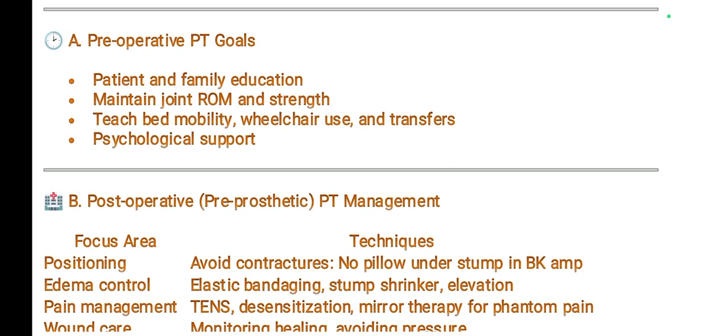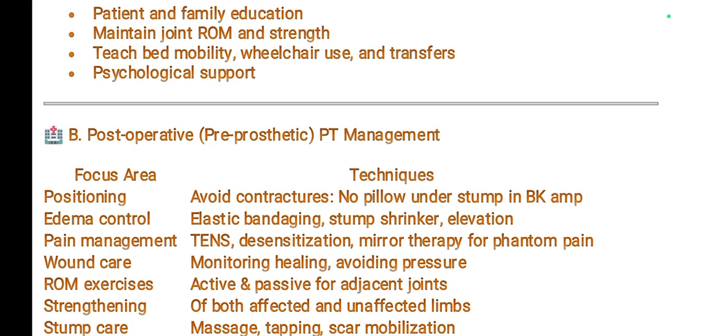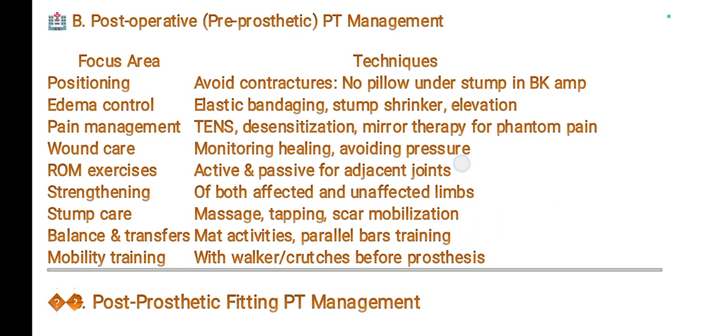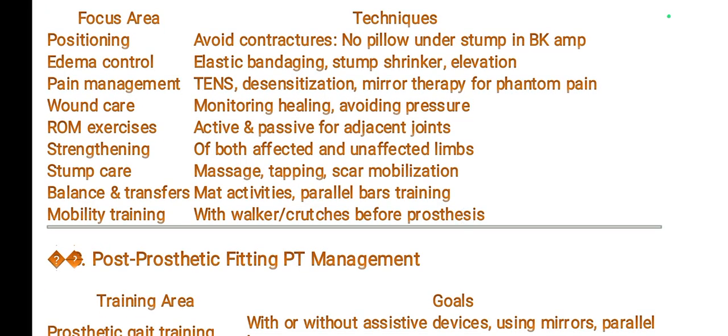Physiotherapy management. Pre-operative PT goals: patient and family education, maintain joint range of motion and strength, teach bed mobility, wheelchair use and transfers. Psychological support should be given. Post-operative, pre-prosthetic PT focuses on positioning. The position should avoid contractures. No pillow under the stump in BK amputation, that is below knee amputation.